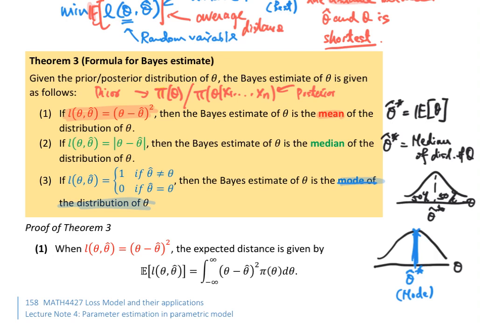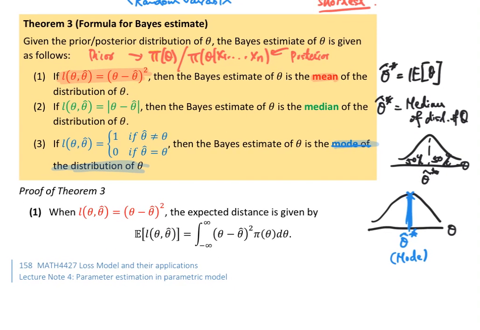Okay, so this is what the theorem is about, telling you what the Bayesian estimate looks like for different choices of the loss function. Now let us try to prove this theorem properly. In order to do that, just recall what the Bayes estimate is.